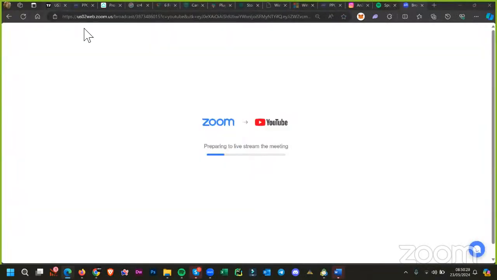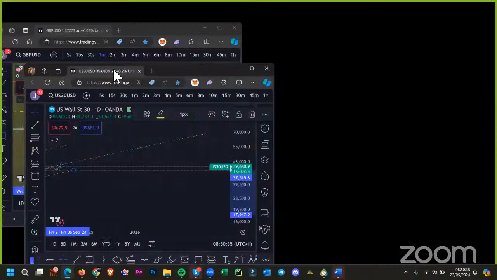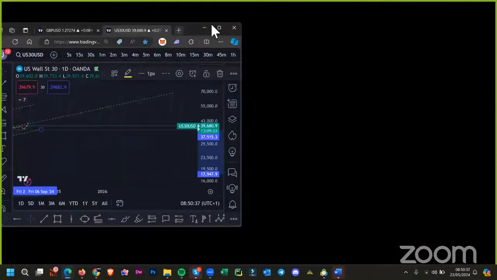Rid of some of my other windows. Yeah, I've got too many windows going on. Let's close this one down. Put these two together. Let's do that.